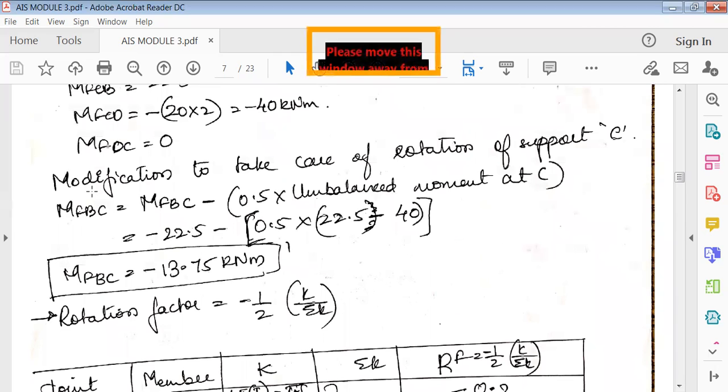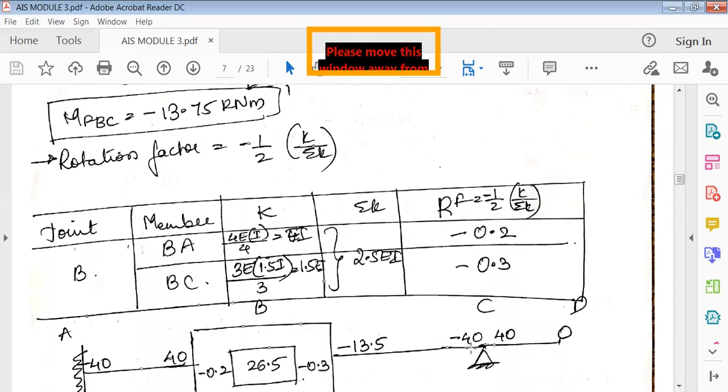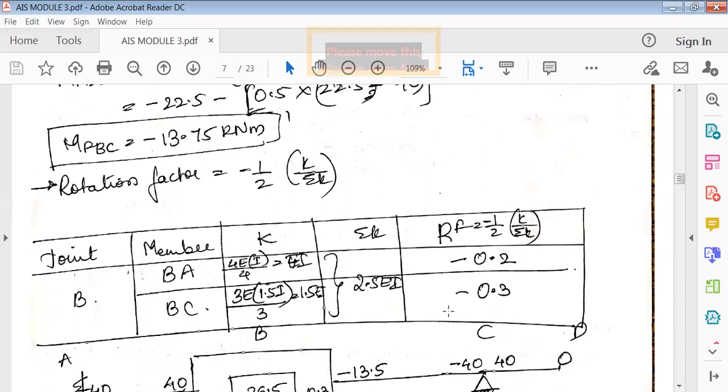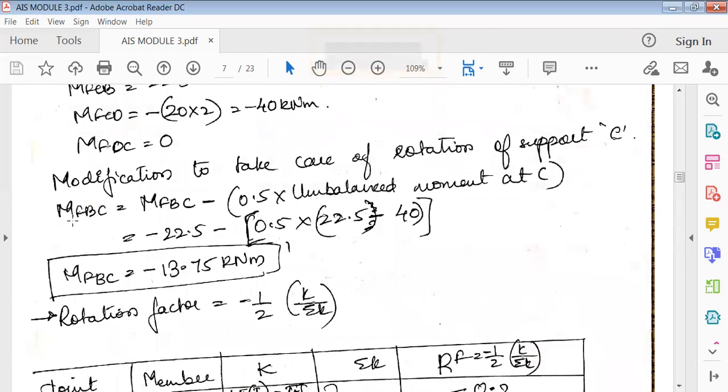So modification to take care of the rotation of support C, only this portion, whatever you can see here in CB. Okay, in CB, whatever rotation exists, that should be transferred to B. So in this process, the formula is we have to modify the BC span. So MFBC is equal to MFBC minus 0.5 unbalanced moment at C.